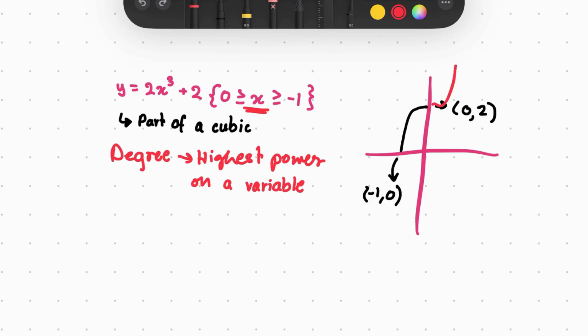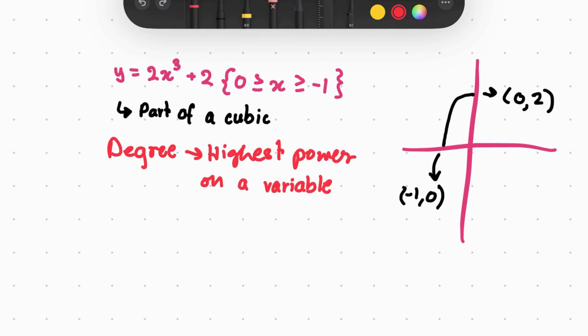Sorry, not like that. It would be like that. We don't see a cubic there, which is because we've got this domain right here, and we've got another one which blocks it from going below. This is because x cannot be greater than -1, which is why it is blocked like that.